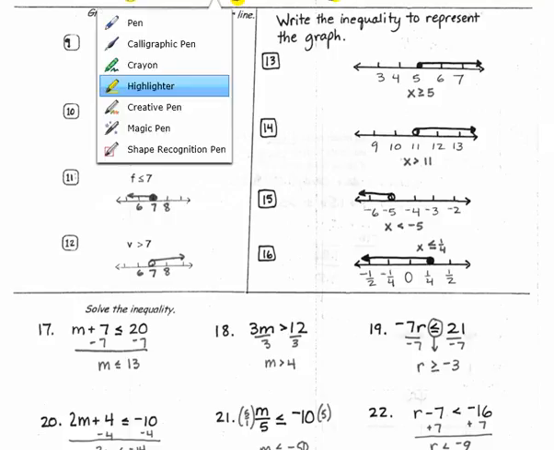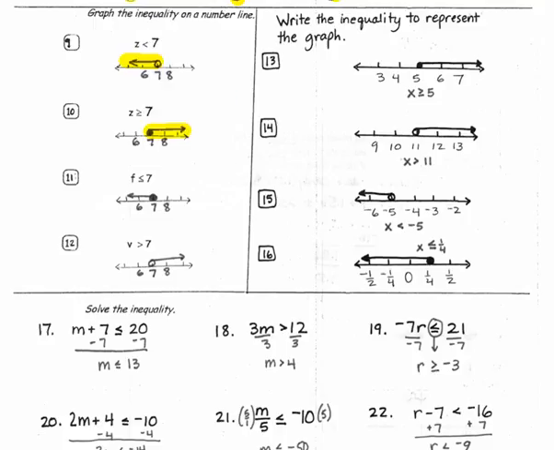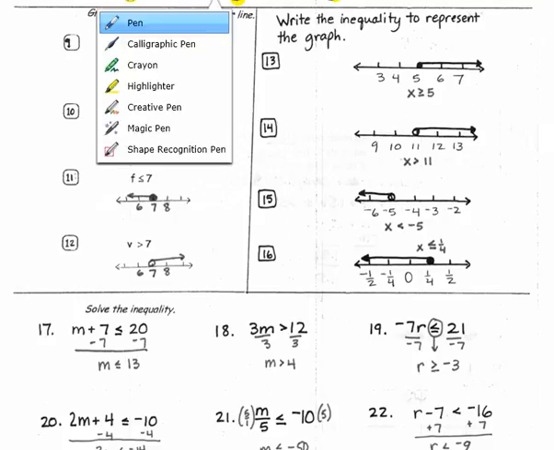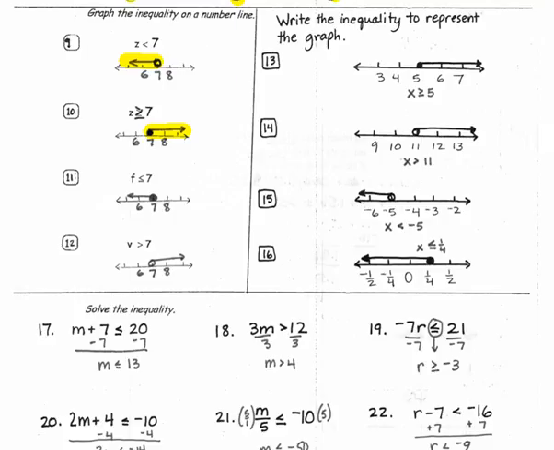So the difference between having the circle open or closed has to do with the inequality symbol, with the equal sign being a part of the symbol. In example 10, when it is greater than or equal to, you color it in because the number could be 7. In number 9, you do not color in the circle because the answer here could be less than 7, but not 7. Number 11, closed circle, and number 12, open circle.